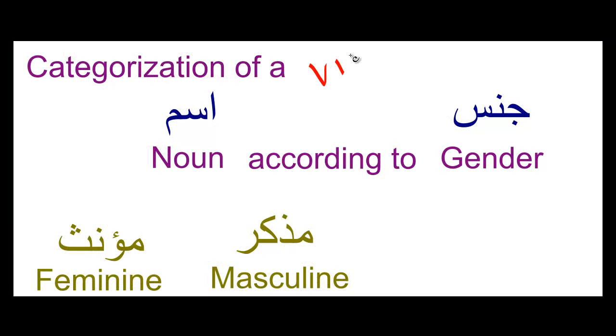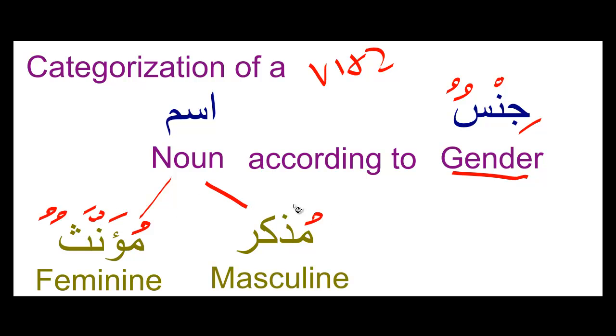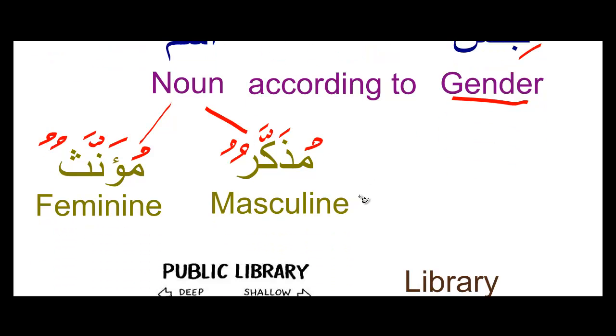If you can remember from videos 1 and 2 that one of the types of a kalima is the ism. The ism is categorized in many different ways, and today we're going to be looking at the categorization of the ism or a noun according to jins. Let me plug that in for you. Jins. Okay? And jins is gender. So obviously you have two genders. You have feminine or what's called mu'annath, and then you have masculine or mudhakkar.